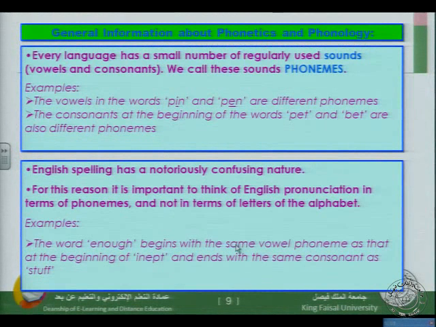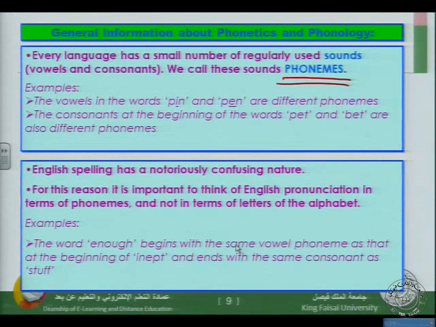So every language has a small number of regularly occurring sounds, vowels and consonants. Any language. We call these sounds, notice, phonemes. What do we call them? Phonemes. So from now on, phonemes means vowels and consonants. Sounds of vowels and consonants.